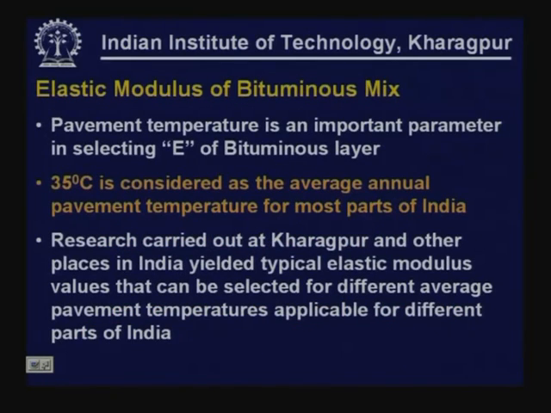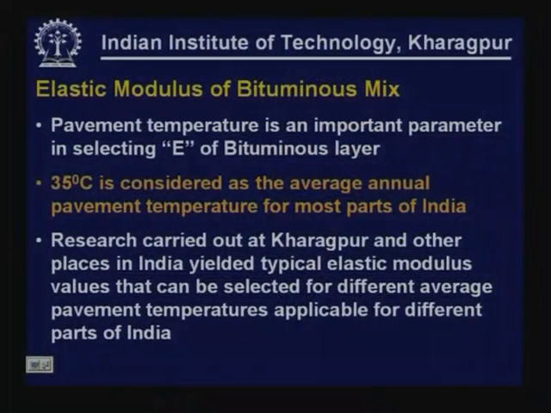And we know that the modulus value of bituminous mix is going to be different for different temperatures. So, pavement temperature is an important parameter in selecting the modulus value of bituminous layers. 35 degrees centigrade is considered to be the average annual pavement temperature for most parts of India. We are talking about average pavement temperature, the temperature at which the mix is going to be for most part of its service life. So, we are going to select a modulus value corresponding to 35 degrees pavement temperature. Research carried out at IIT Kharagpur and other places in India yielded typical elastic modulus values that can be selected for different average pavement temperatures applicable for different parts of India.